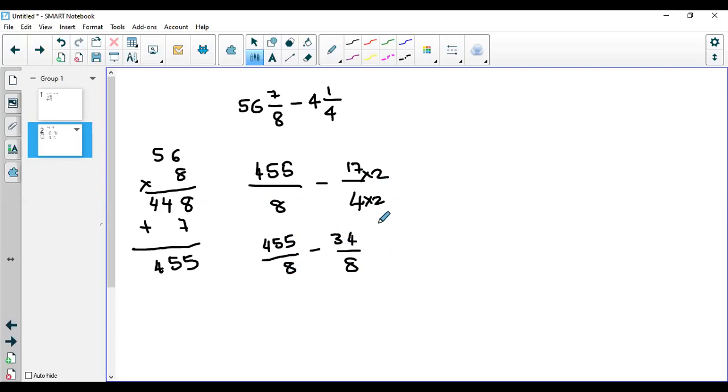Now that the denominators are the same, we can subtract. How much do you think 455 minus 34 is going to give you? Now this is mental math. You have to do all these things quickly. So can you guess what 455 minus 34 is?